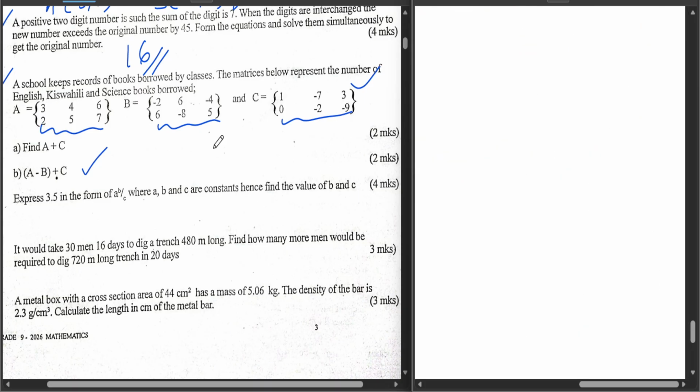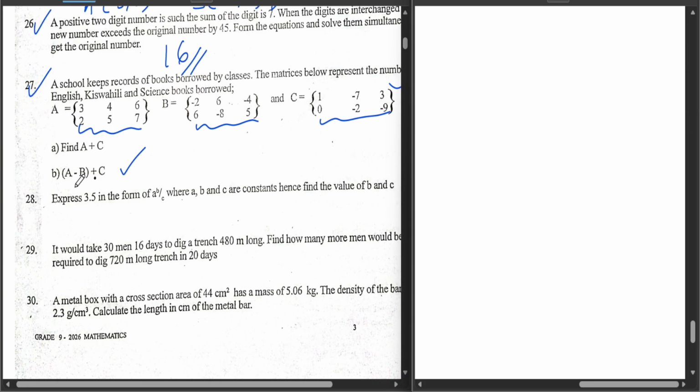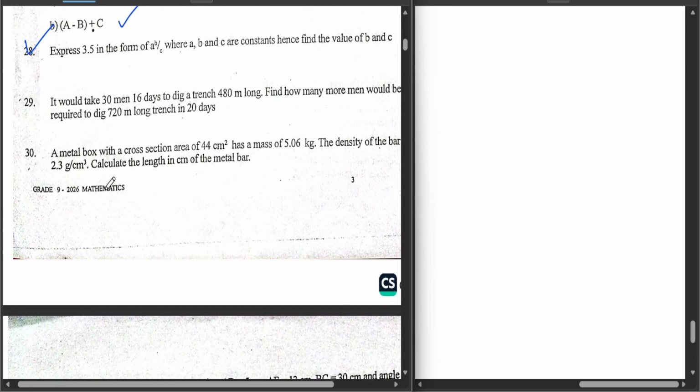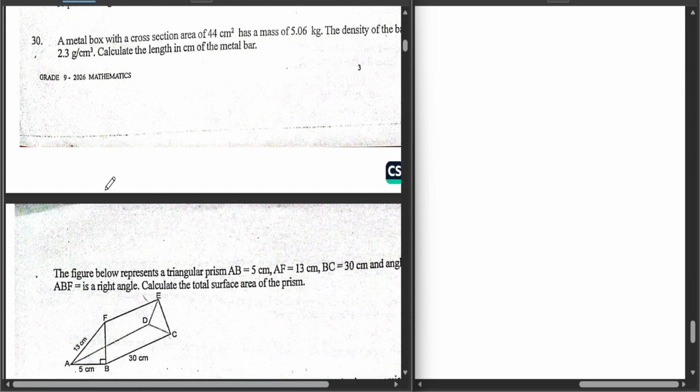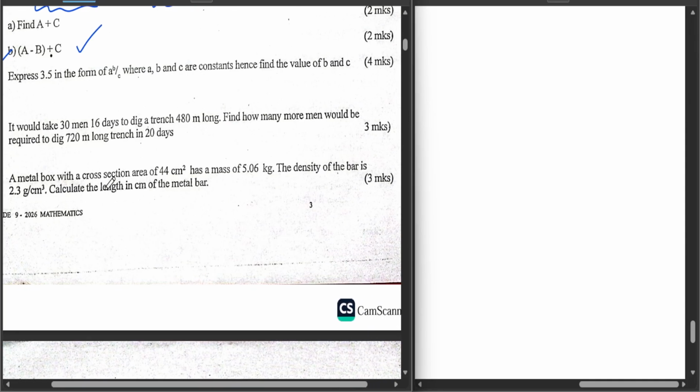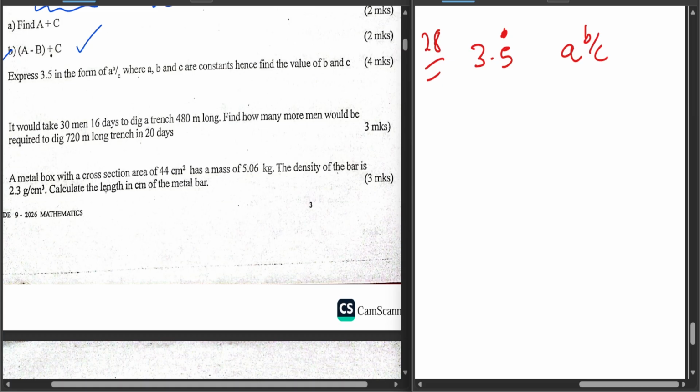So now let's go to the other question, which is question 28. Hopefully we're winding up. There are many questions, but hopefully we'll finish on time. Question 28, you've been told to express 3.5 recurring in the form of a over b, which is very easy.